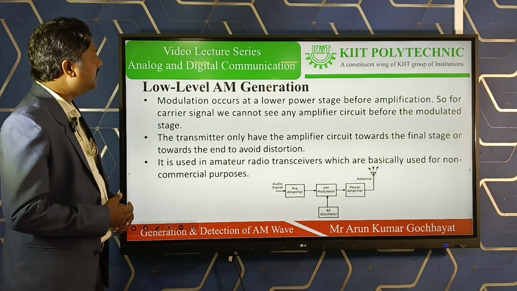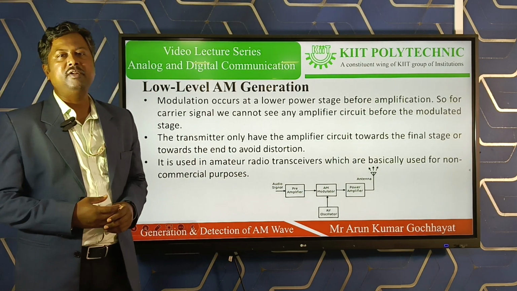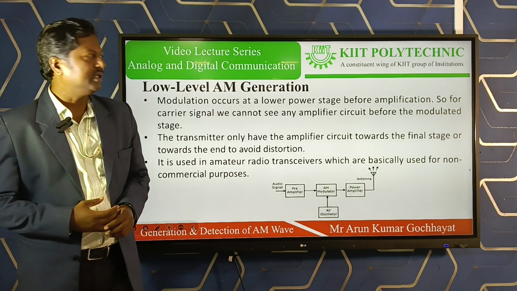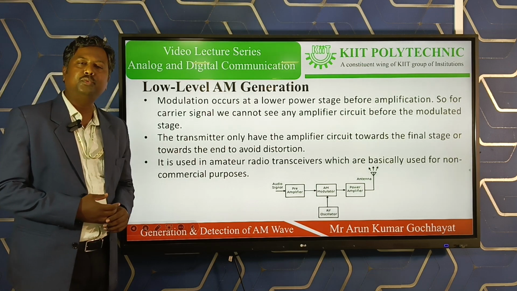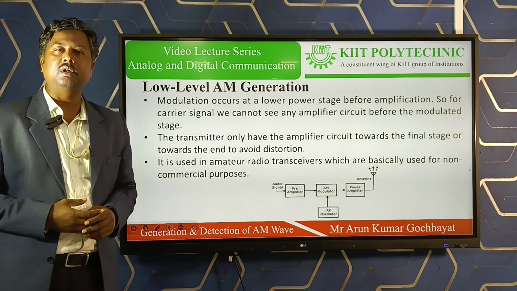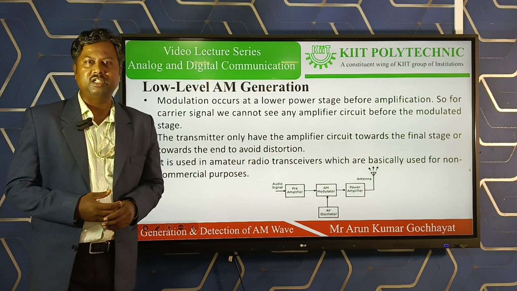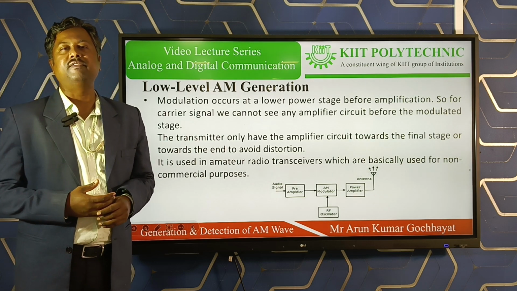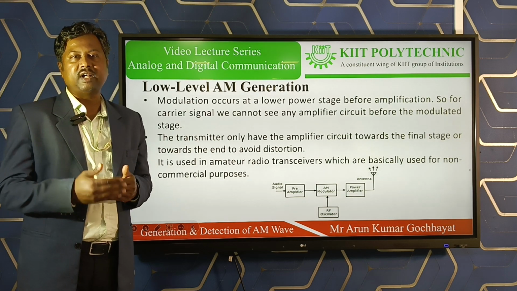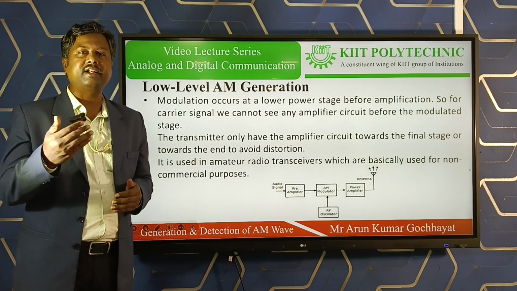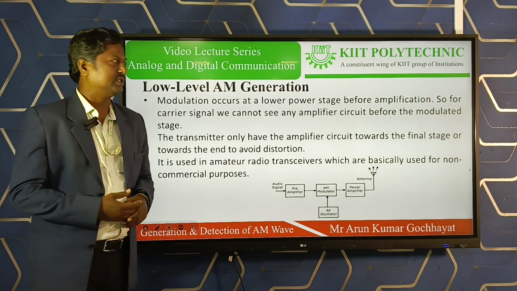So as far as low level AM generation is concerned, here we will have the amplifier circuit at the extreme output stage. That means we do not have any amplifier before the modulator circuit. So the RF oscillator, generally the oscillator that provides a high frequency signal, that means radio frequency signal, which is the carrier signal. When the carrier signal from the RF oscillator is generated, it is directly fed to the modulator circuit. It is not amplified before the modulation process.